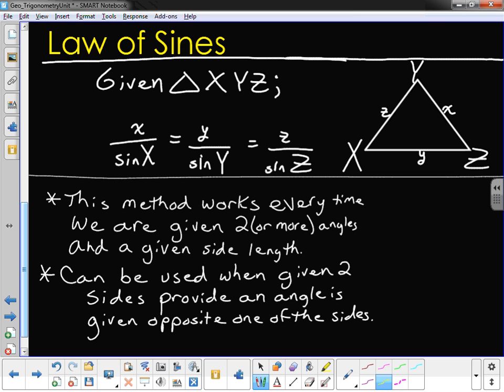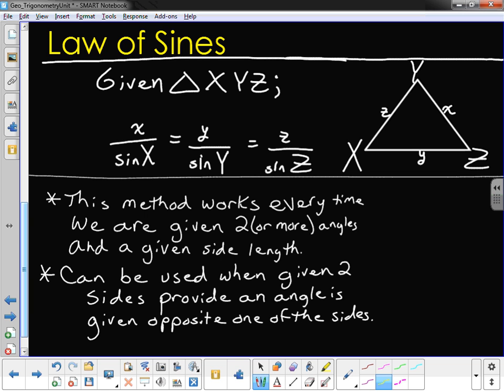Now, I want to point out again, this method will work if we're given two angles and any side. Doesn't matter the side. We can use this method. Why does that work? If I'm given two angles, I know all three angles automatically. And to be able to use the law of sines, I have to have either both x's, both y's, or both z's to be able to solve it.